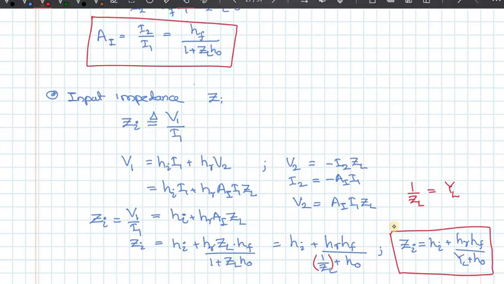Note here again that my input impedance depends on YL, in other words, 1 over ZL, that is, it depends on the load. So if I don't have a load, that is, if it is open circuit, my input impedance will be one thing. If I have a load, input impedance will be different. So this is an important note. Let me write it here: note that the input impedance depends on the load. So we have now 2 quantities out of 4.